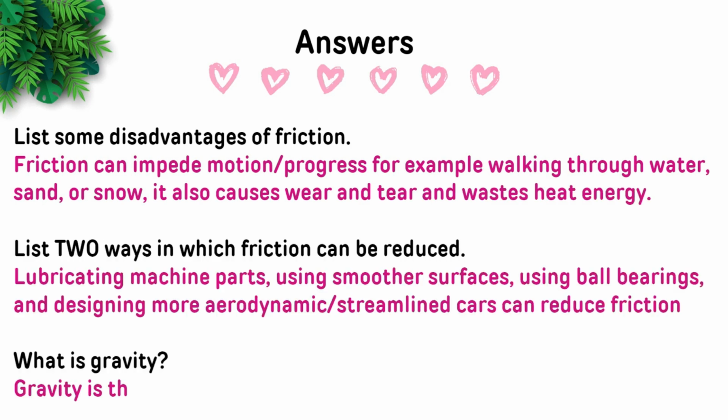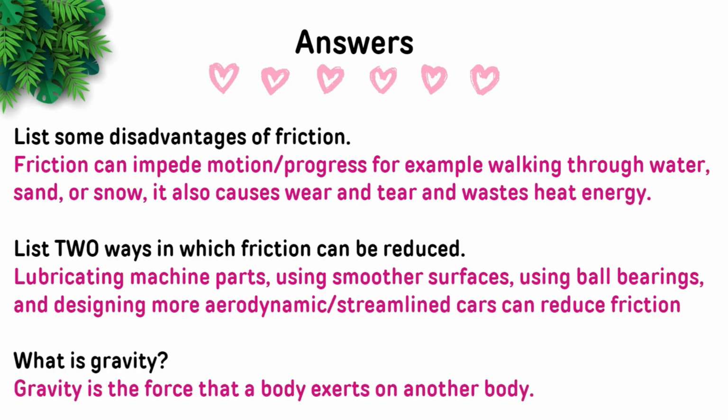Answers. Friction can impede motion or progress, for example, walking through water, sand, or snow. It also causes wear and tear and wastes heat energy. Lubricating machine parts, using smoother surfaces and using ball bearings, and designing more aerodynamic or streamlined cars can reduce friction. And gravity is the force that a body exerts on another body.